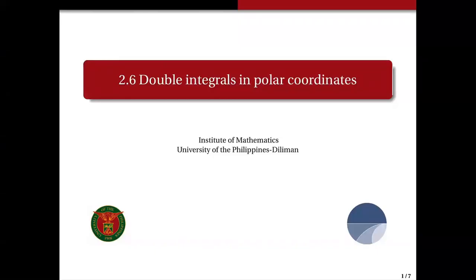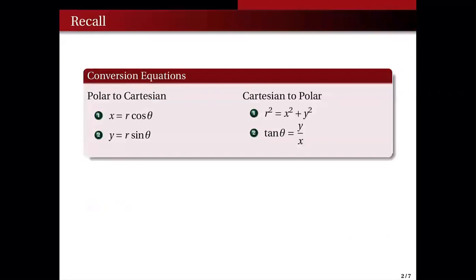So hi guys. In this discussion, I'll be doing some problems related to double integrals in polar coordinates. I assume that you have watched the corresponding lecture video, and I will no longer discuss how things were derived. But to start off, I just want to give you these conversion formulas that we will need.